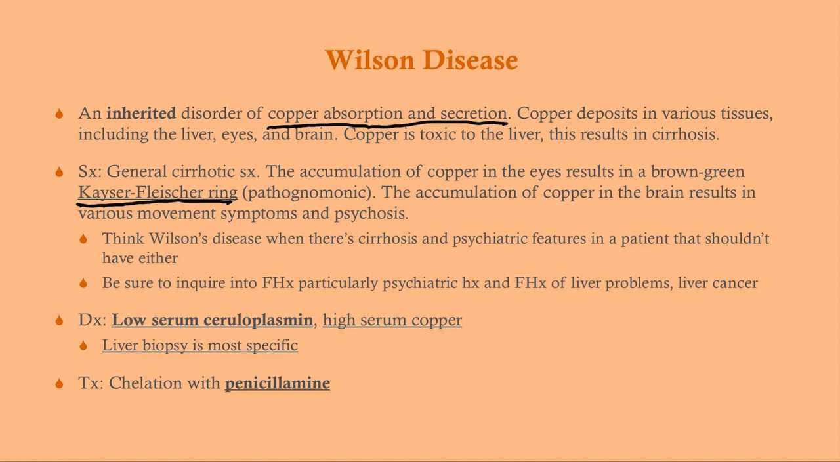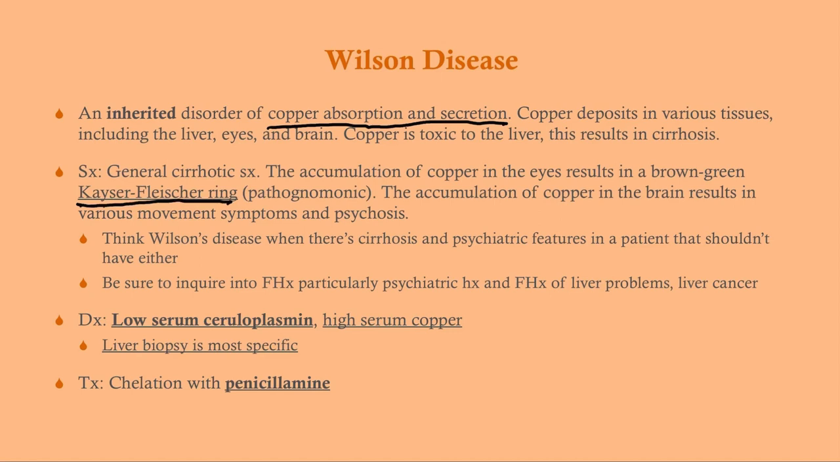And, for that reason, you're probably not going to get asked about this. But if you do, you should know what a Kayser-Fleischer ring looks like, because if you know that, you're going to get the question right. So what happens then is you get accumulation in the eyes. It doesn't really cause any ocular problems. You just see it. But then when the copper accumulates in the brain, it can result in movement symptoms and psychosis. And these patients can look schizophrenic.